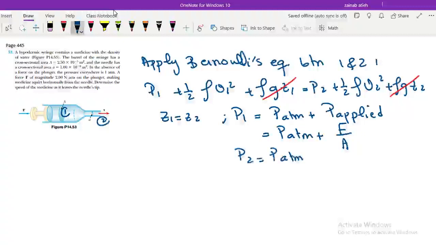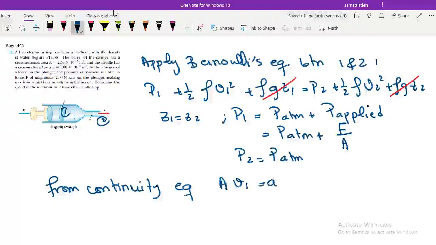So now I have P1, P2, Z1, Z2, already cancelled. There remain V1 and V2. I'm searching for V2, remember, so V1 is also unknown, so now I have to make benefit from the continuity equation. So from the continuity equation, we have A V1 equal to small a V2, because the area big A is at point 1 and the area small a is at point 2. This implies, let me write V1 in terms of V2, it's a over A times V2.